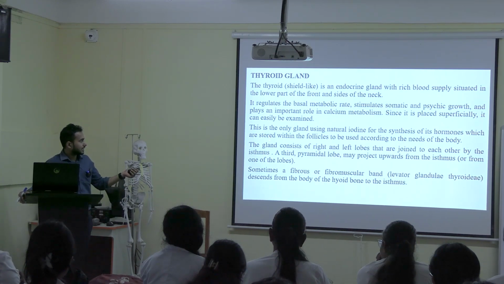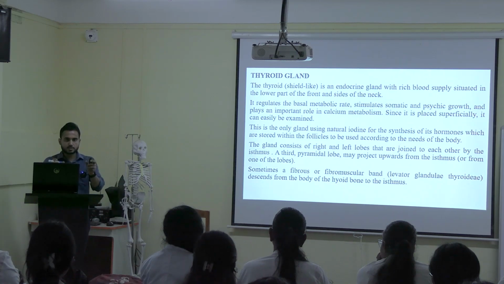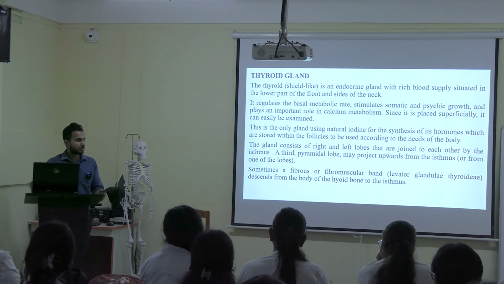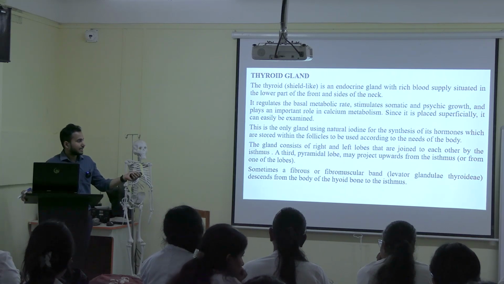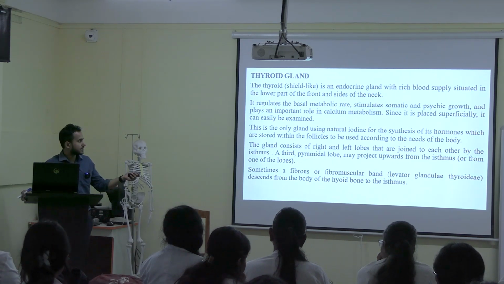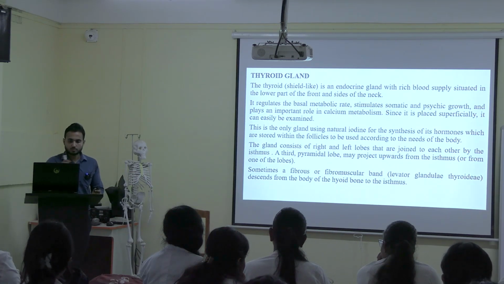Next, the thyroid gland consists of right and left lobes. Two lateral lobes are joined by an isthmus, and a third lobe is occasionally present. That is called the pyramidal lobe, and it projects upward from the isthmus. Sometimes it is present, sometimes it is absent.